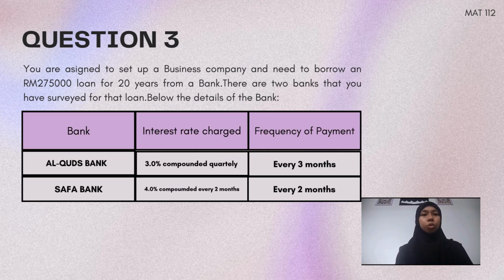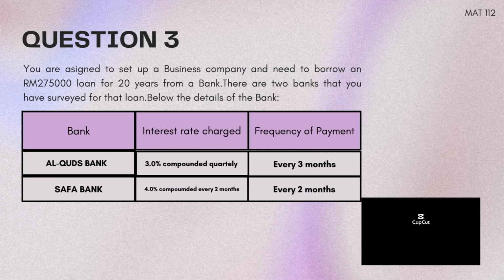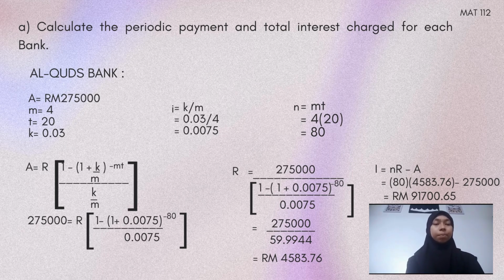Question 3. You are assigned to set up a business company and need to borrow an RM 275,000 loan for 20 years from a bank. There are 2 banks that you have surveyed for that loan. Below are the details of the banks. First bank, iFoods Bank, interest rate charged 3.0% compounded quarterly and frequency of payment every 3 months. And second bank is Safa Bank, interest rate charged 4.0% compounded every 2 months. Frequency of payment every 2 months. Question 3A. Calculate the periodic payment and total interest charge for each bank.